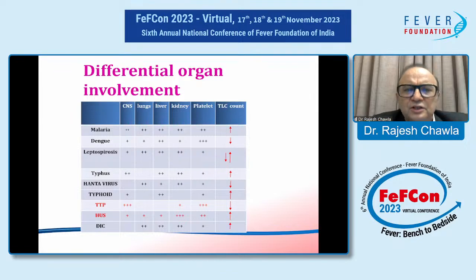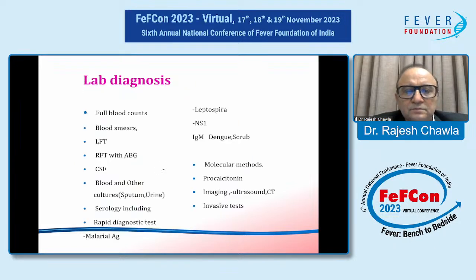If you see the differential organ involvement, malaria will have involvement of all organs, but dengue will have liver and platelets predominantly involved in these patients. Leptospira again will involve lung, liver and kidney. And similarly, in typhoid, predominantly the liver is involved.